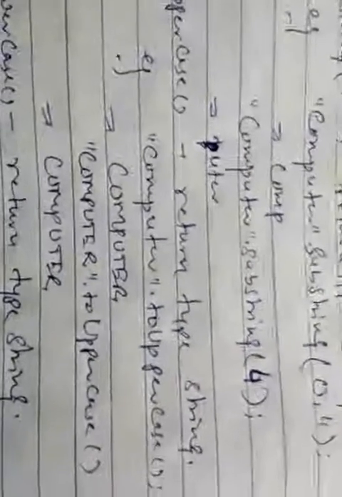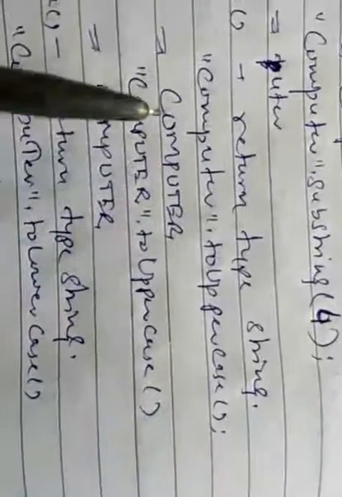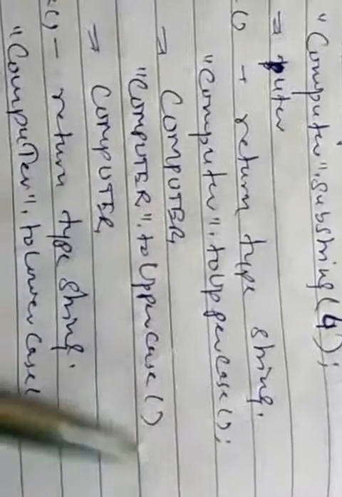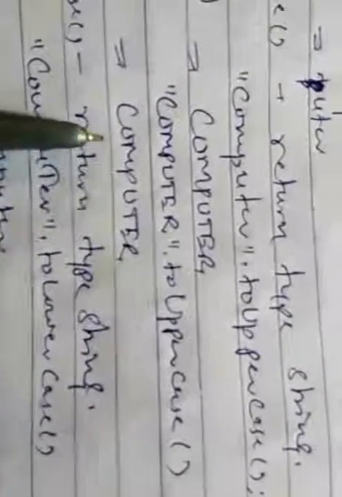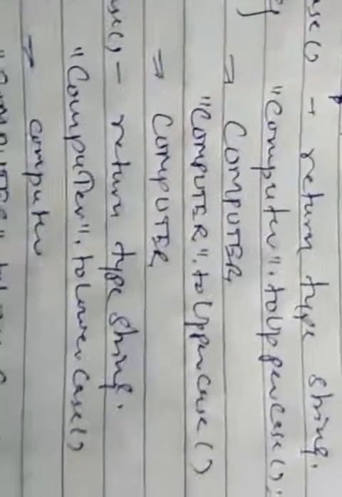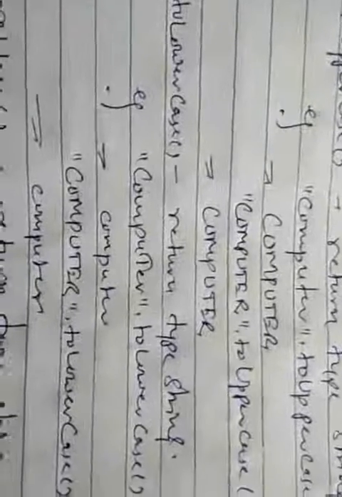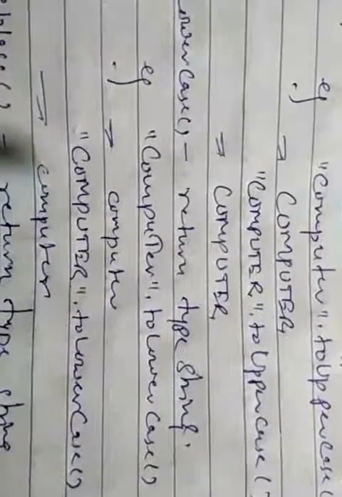Next function is toUpperCase. This function converts the string to uppercase and the return type of this is a string. Example, computer.toUpperCase, then the string is in capital letters. COMPUTER.toUpperCase, and the answer is again in capital letters. So whether the input string is in capital or not, the final answer will be in capital. And the next function is toLowerCase. This is similar to toUpperCase. Here the string will be converted into lowercase letters. In the first case, we will get all the letters in small letters. In the second case, we will also get the letters in small letters.